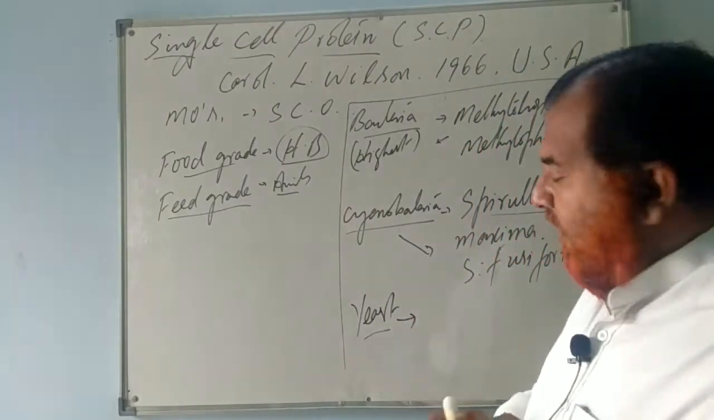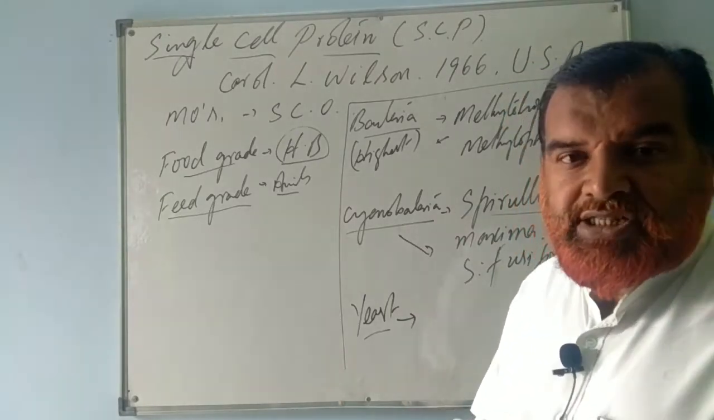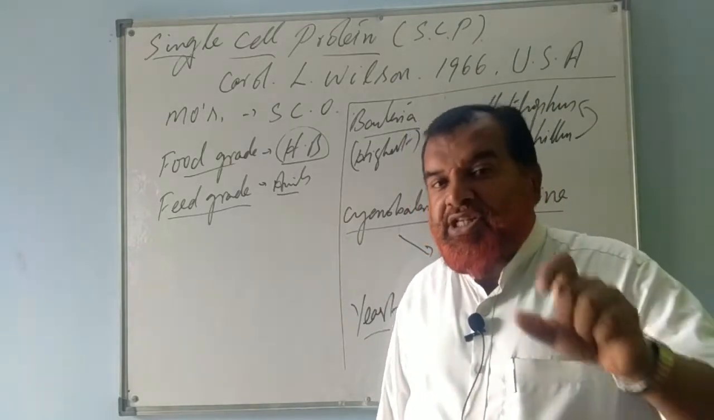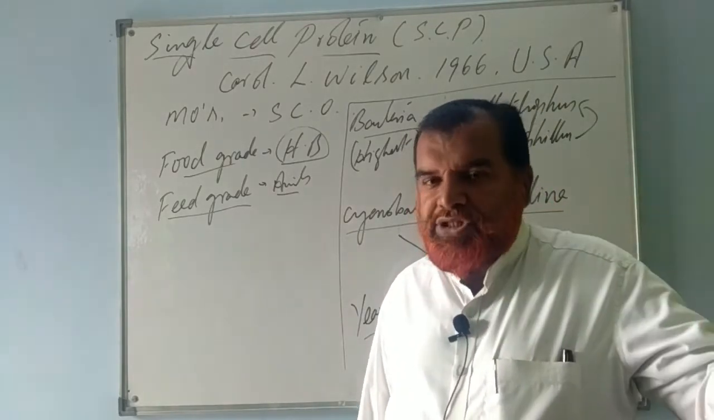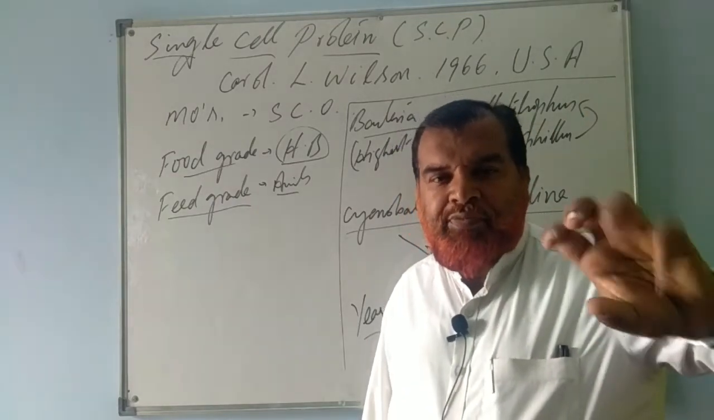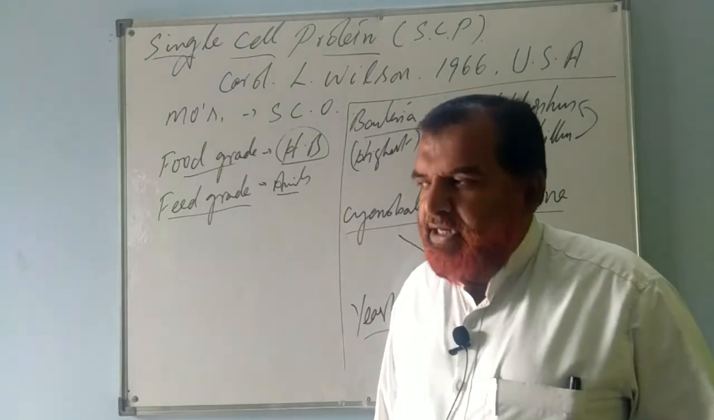Fine, clear. And one more is known as Saccharomyces ellipsoideus. It is known as brewer's yeast. Why? Because this yeast is largely used in the brewery industry. What do you mean by brewery industry? The alcohol industry: beer, wine, alcohol. You might have studied this in the 10th chapter, fine, clear.